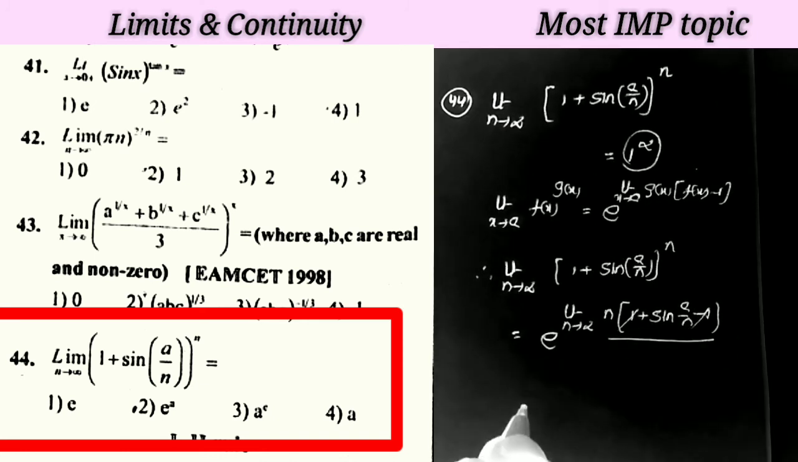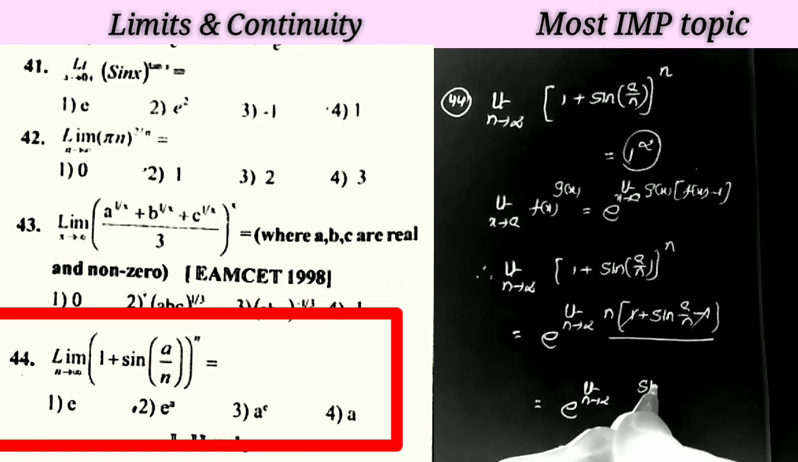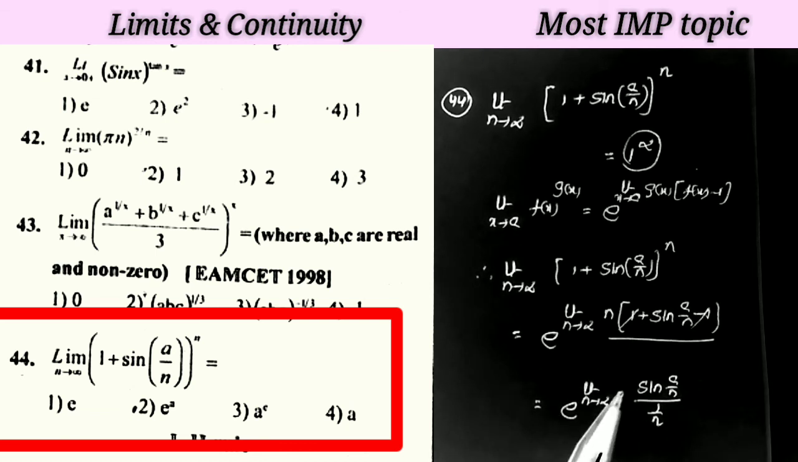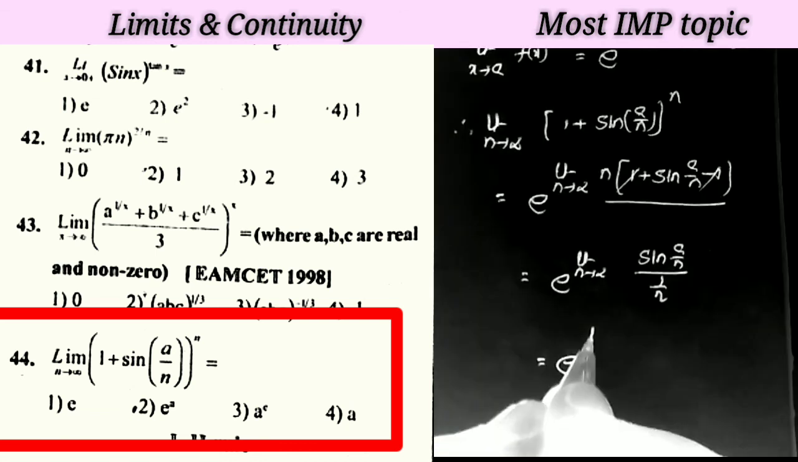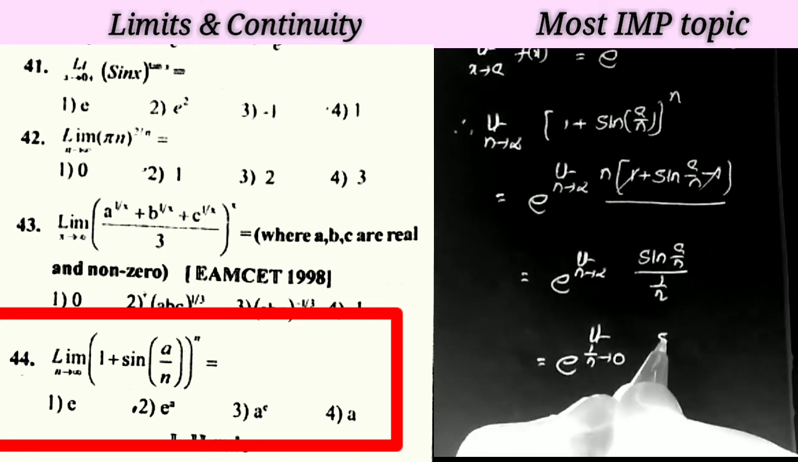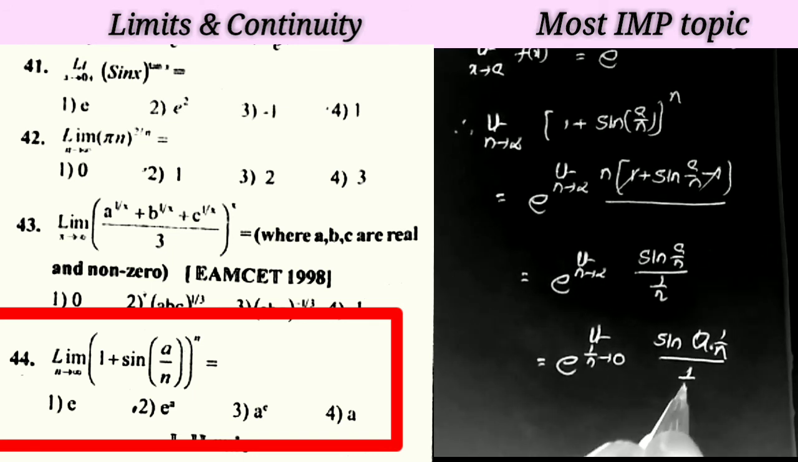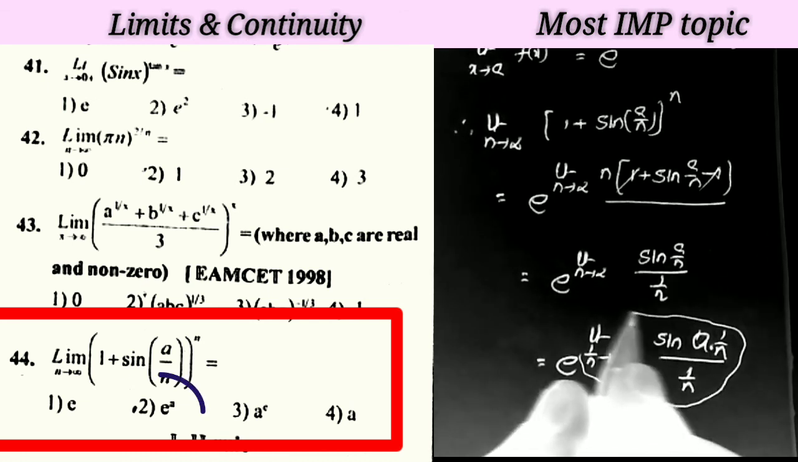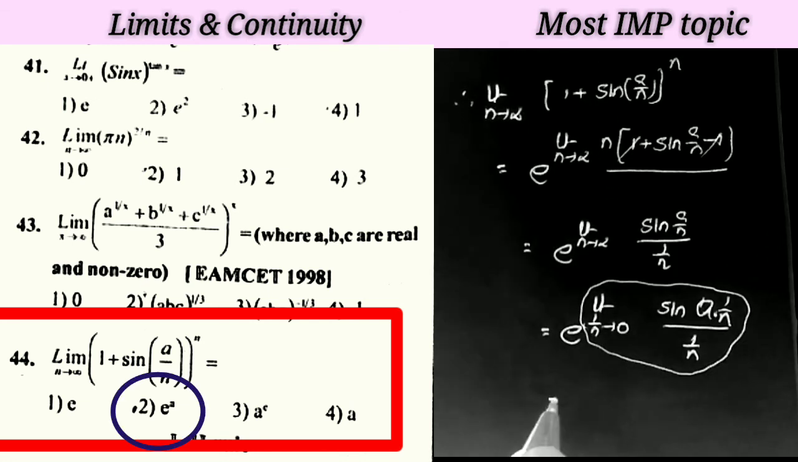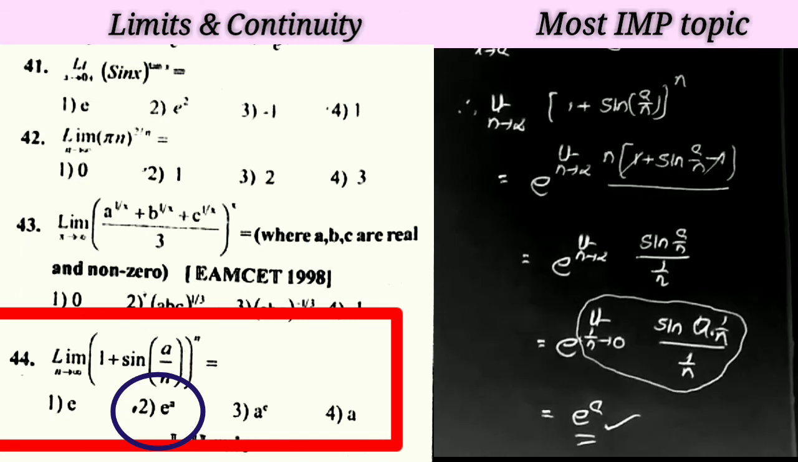Now here 1 and 1 get cancelled, so this is equal to limit n tends to infinity, sine of a by n divided by 1 by n. Just writing this n in the denominator, sine of a by n by 1 by n. So this is equal to limit 1 by n tends to 0. n tends to infinity means 1 by n tends to 0. This is sine of a into 1 by n by 1 by n. So clearly this is in the form of limit x tends to 0 sine of ax by x. And what is that value? a. So the answer is e power a, and that is the second option. Very easy question.